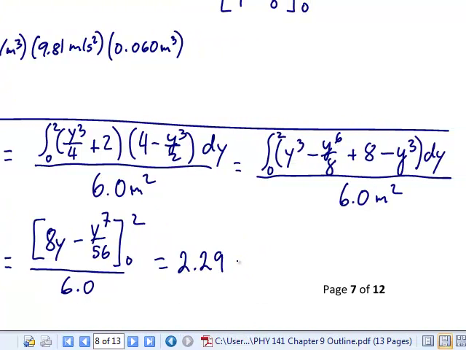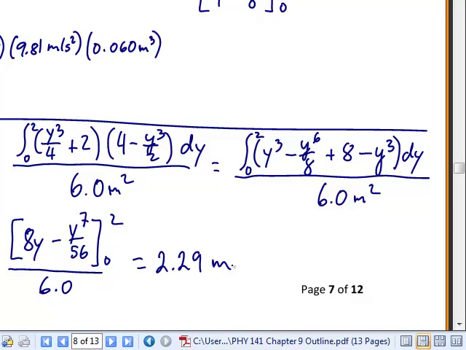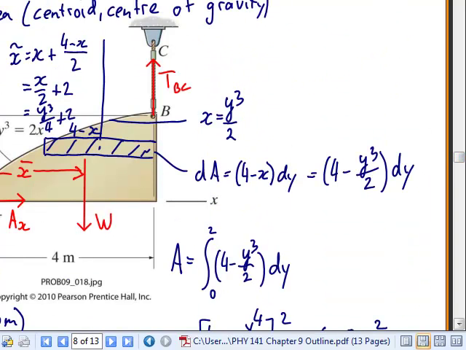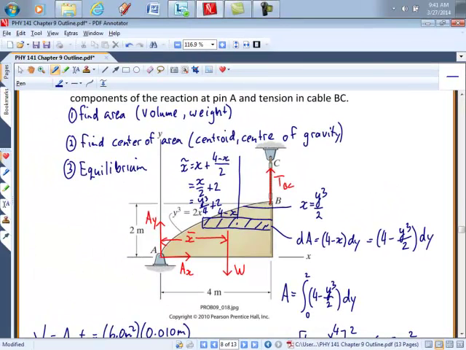That gives 1.29 meters. Again, we'll have a look at the diagram. Does that make sense? It does, because it's on the right half of the plate, and we've cut away much more of the left than the right from the rectangle. So that seems to make sense.